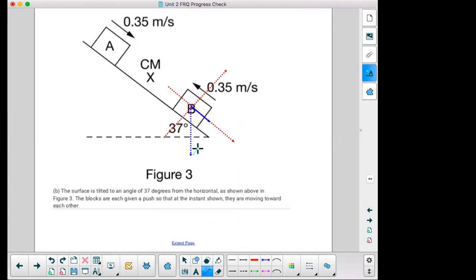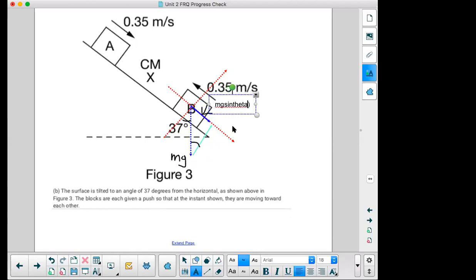So here we go. That's meant to intercept that arrowhead right there. This angle right here is also 37 degrees. If that's 37 degrees, that's 37. So let's see. The hypotenuse is mg. I should probably just type. The hypotenuse is mg. So the force on this block down the ramp is mg sine theta, right? The force of gravity on the x-axis is mg sine theta. Mg sine theta is the amount of force down.